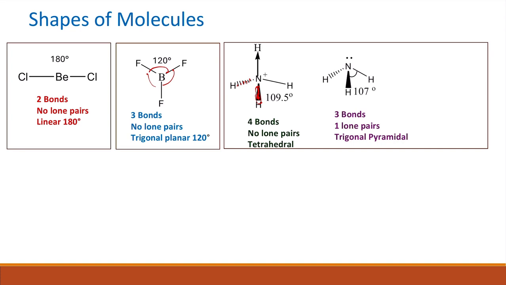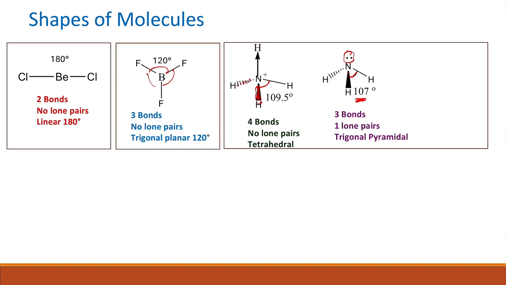And then if you have three bonds and one lone pair, the shape is going to be called trigonal pyramidal, and the bond angle is 107. This is something like ammonia, which has this one lone pair of electrons. The bond angle here is less than the ammonium because the repulsive force between the lone pair of electrons and the bonded pair is greater than the repulsion between the bonded pairs together. So they are pushed a bit to the inside. This is why the bond angle is smaller here, it is 107.